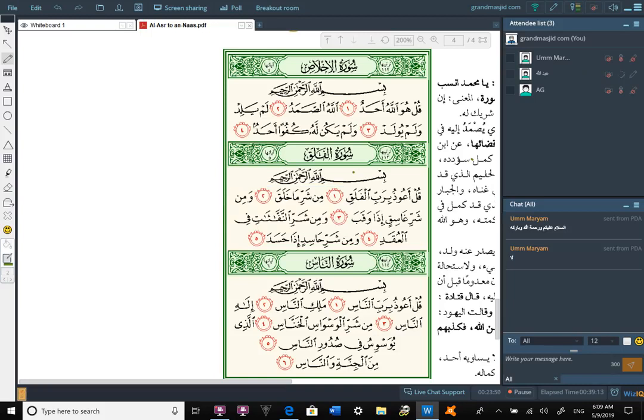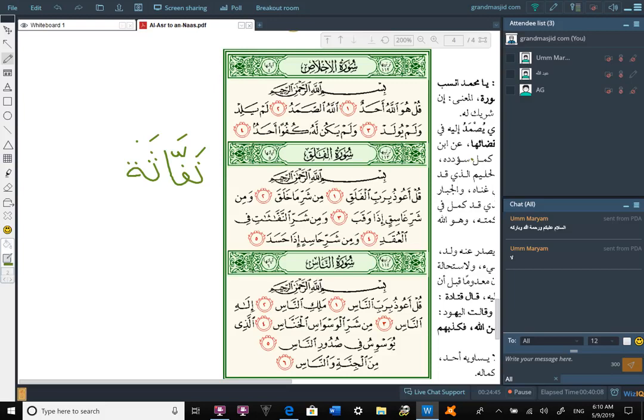Wa min sharrin naffathati fil uqad. And from the evil, wa min sharri, we already have done that, right? Min sharri naffathat. Naffathat comes from noon, fa, tha, meaning to blow. Nafatha, meaning to blow. Nafathat are those women who blow. Nafatha would be one. Nafathat, those women who blow.